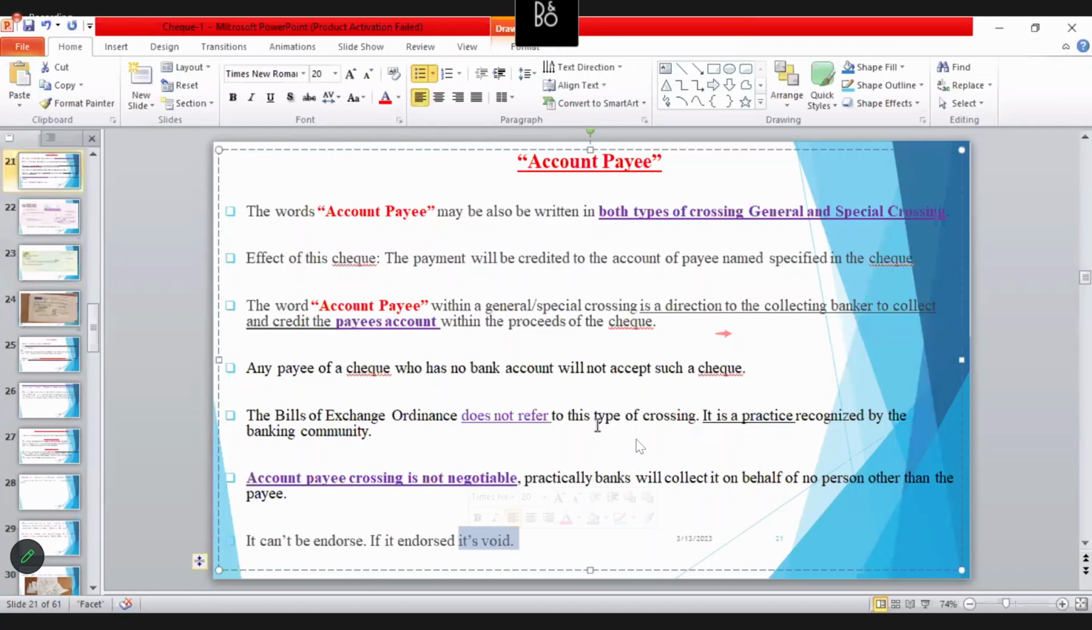Have you all understood what an account payee check is? Yes, only one person understood. MS42 only understood. Others?